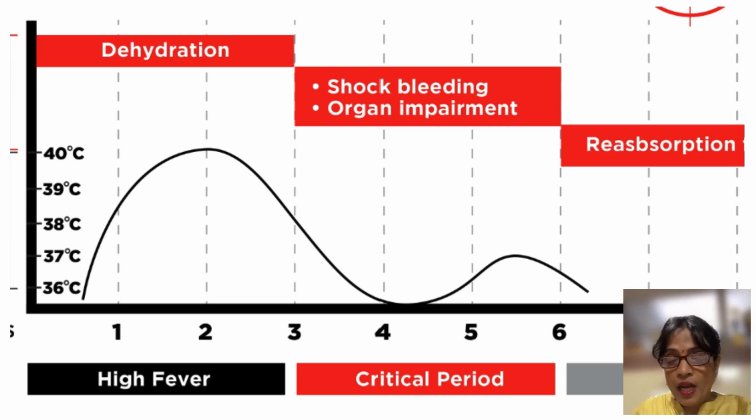Along with that, there are other features. Especially here, this fever is described with different phases, like the phase of high fever, and then the critical period when the fever comes down, and then we have the recovery phase. So this is very characteristically seen in dengue patients. Initially the patient is severely dehydrated, and this is a critical period. They can go into shock and bleeding with organ impairment, and then the recovery phase is the reabsorption of the fluid, where all the parameters return back to normal.